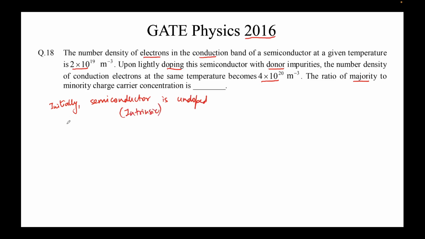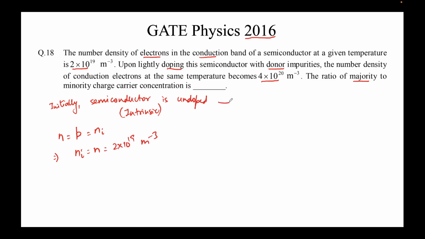And we know that for an intrinsic semiconductor, the number of electrons in conduction band is equal to the number of holes in valence band, which is equal to the intrinsic carrier concentration, which we denote by the symbol Ni. Now, the number density of electrons given is 2 into 10 to the power 19. So we get Ni equal to n, which is 2 into 10 to the power 19 per meter cube.